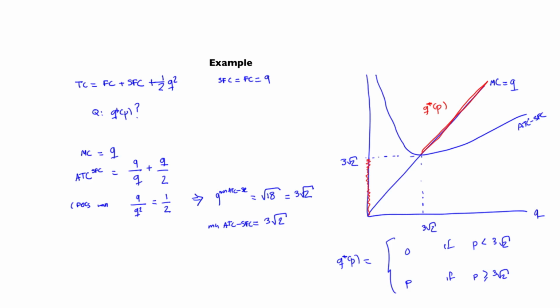Just to be precise, notice that when the price is exactly 3 square root of 2, the firm is indifferent between those 2 points. So to write the expression exactly precisely, we need to put a greater or less or equal than, because when the price is equal to 3 square root of 2, both values can be part of the supply function.